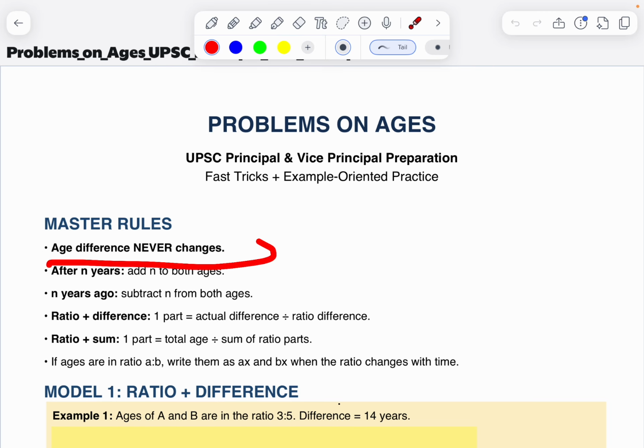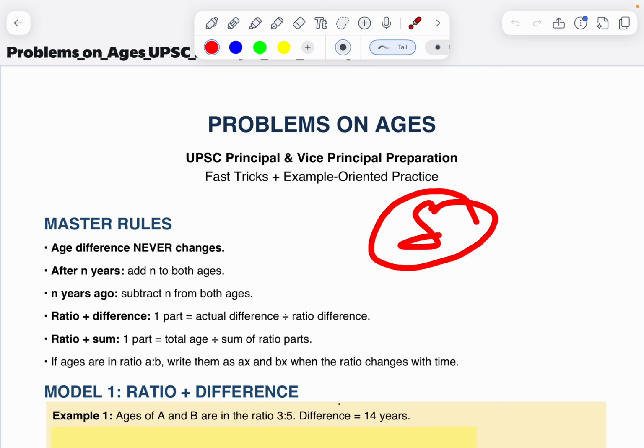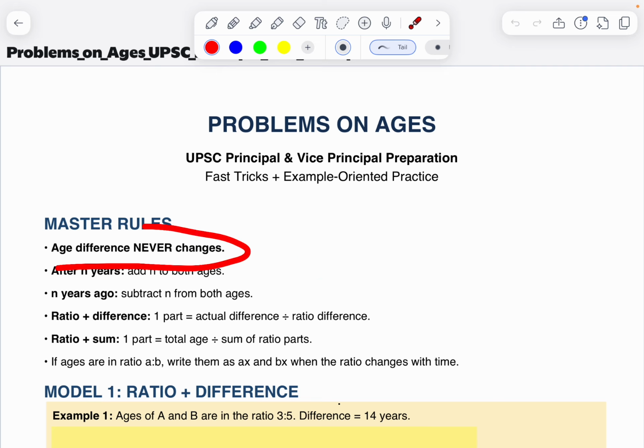Age difference. Suppose after 5 years or before 10 years, the relation of father and son, the age difference has no change. So there is no change. Age difference never changes. In any question, if after n years is asked, say after 10 years, then add 10 years to both ages. If n years ago is asked, subtract n from both ages. These three are most important.